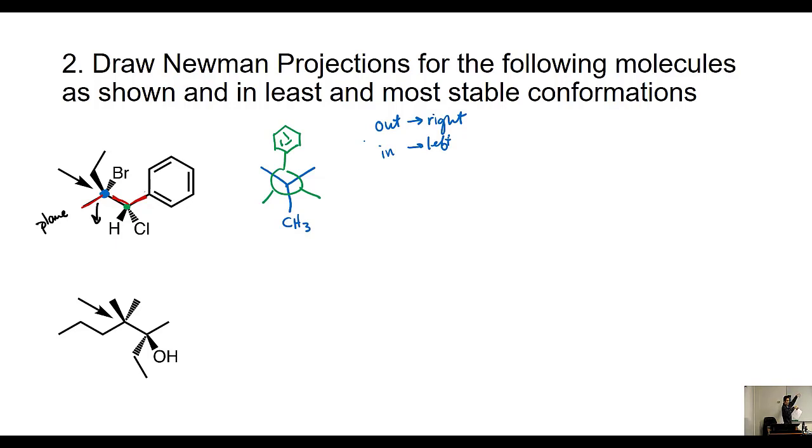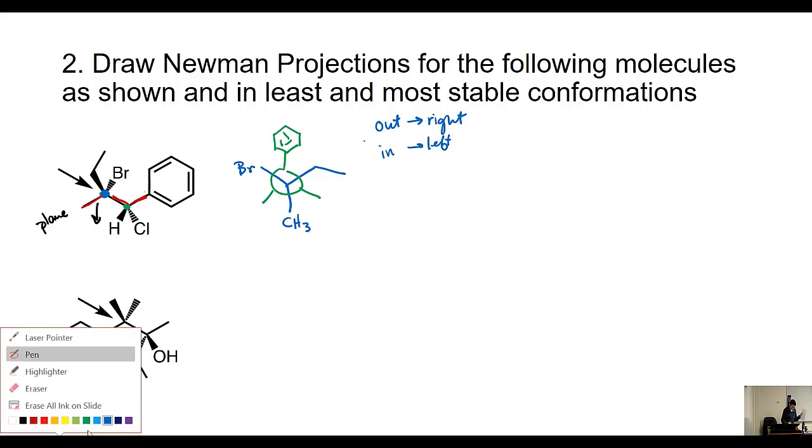Does it make sense? If my question was having me look at it this way, in is going to be on my right, out is going to be on my left. So perspective matters. Make sure you know which way your arrow is going. Keep it simple. I know out is right, in is left. So on my right, what am I going to have? My ethyl. And then on my left? Bromine. Perfect.